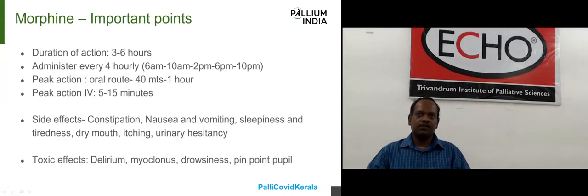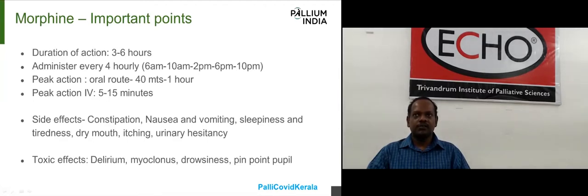Now let's talk about the side effects of morphine and opioids in general. Adverse effects with normal therapeutic doses are known as side effects. The most common side effect is constipation, which occurs in about 95% of the patients, and no tolerance develops to this side effect. Next is nausea and vomiting, which occurs in about 1/3 of the patients.